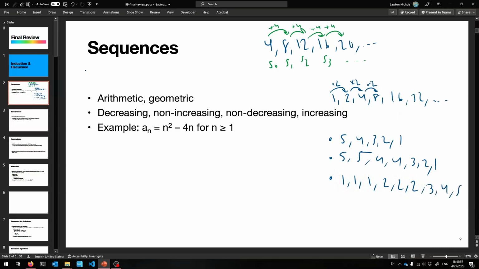So it could stay the same, but if it ever gets to be different, it's got to be bigger. 3, 4, 5. And then finally, increasing is when the next element is always bigger than the previous element. It doesn't have to be in order like this. It could have gone like 1, 8, 17, and so on. It just always has to get bigger. So those are some sequences.